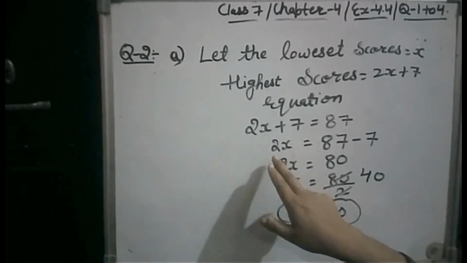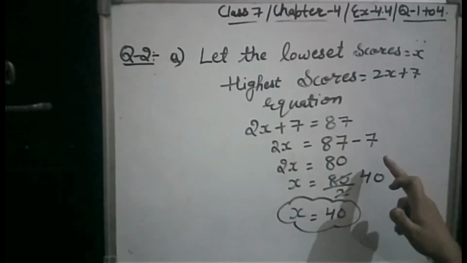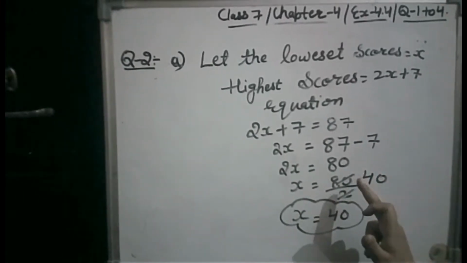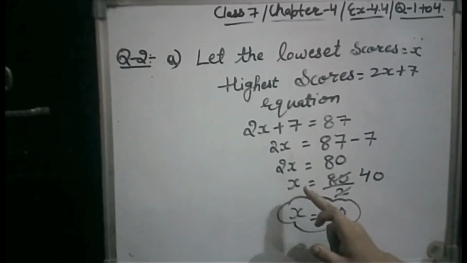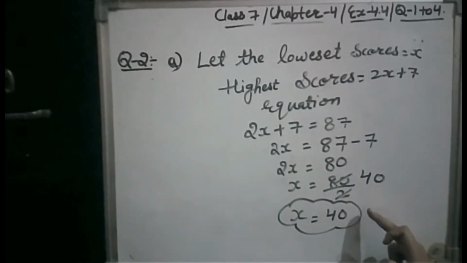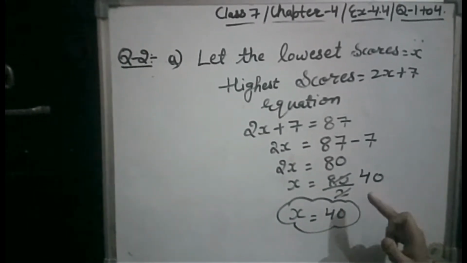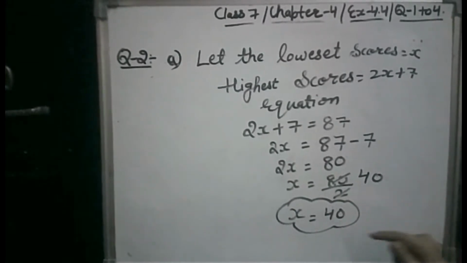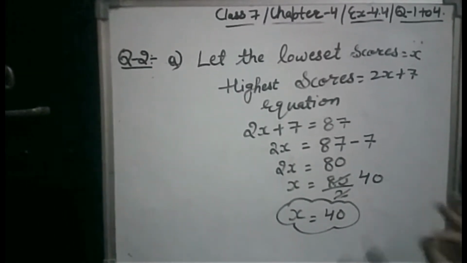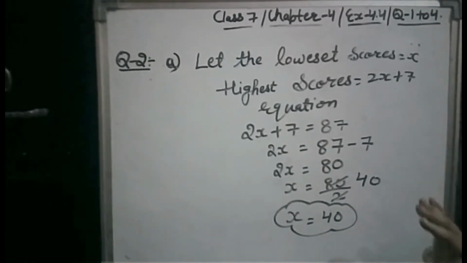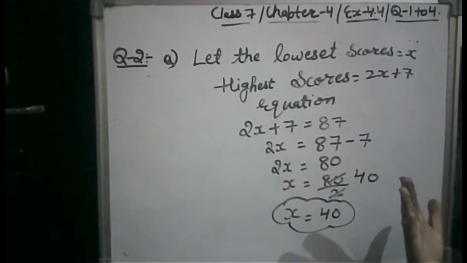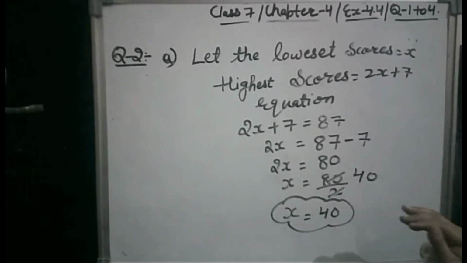Very simple. 2x, 7 will go to that side, plus will change into minus. So 87 minus 7 is 80. So to find the x value, 2 will go in the denominator because it is division. So we'll divide it. 2 1s are 2, 2 4s are 80. So the x value is 40. So students, here we only need to understand the statement, write down the right equation, and after that ultimately you will get the right answer.